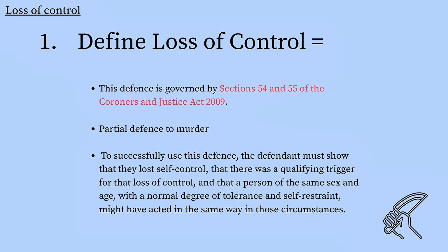To successfully use this defence, the defendant must show that they lost self-control, that there was a qualifying trigger for that loss of control, and that a person of the same sex and age with a normal degree of tolerance and self-restraint would have acted the same in that circumstance. All these elements have to be proved, and that's the definition of loss of control, and we're going to be going through the steps.